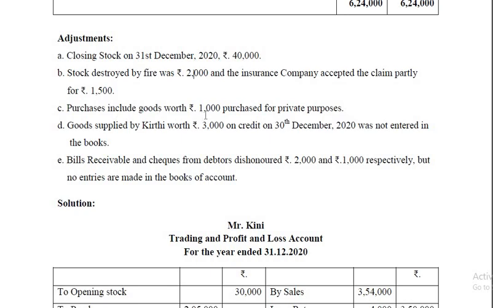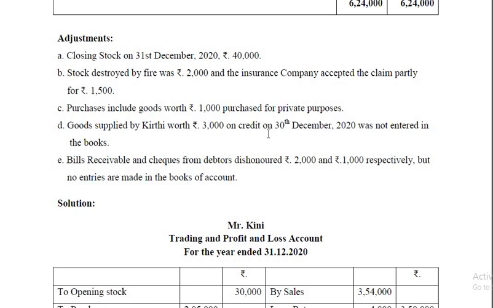Purchases include goods worth rupees 1,000 purchased for private purposes. This is nothing but drawings. So when purchases are for personal use, to that extent purchases should be reduced. In other words, that's not for sale. Therefore, from the purchases you have to reduce in the trading account. So 1,000 rupees should be deducted from purchases in the trading account. And then in the balance sheet, it will be taken as drawings, and therefore that will be deducted from capital.